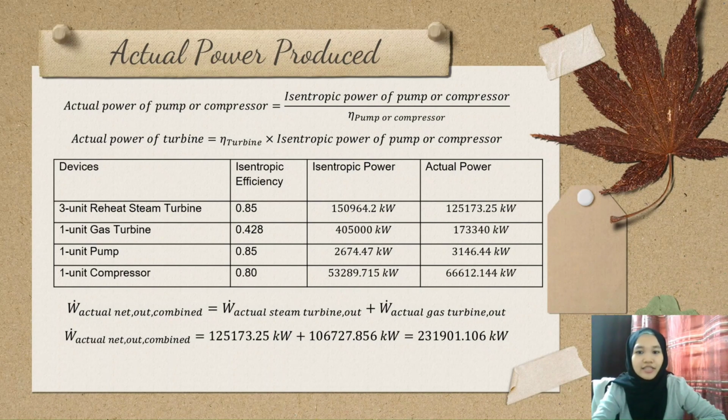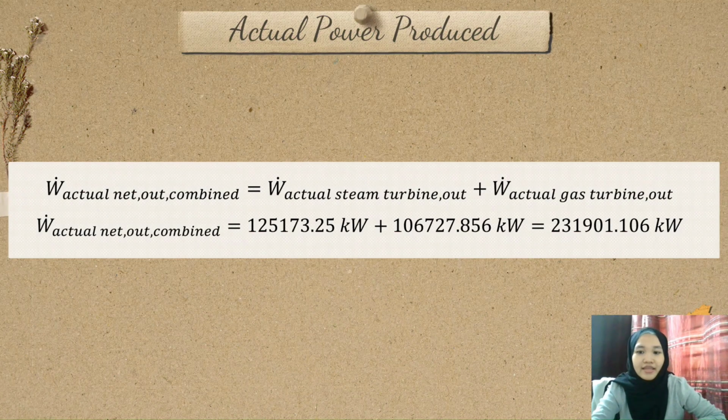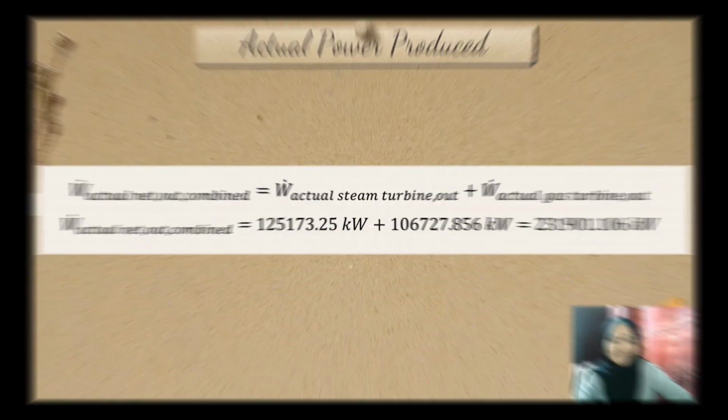In this slide, we are able to determine the isentropic efficiency, isentropic power, and actual power for each device. And we tabulated the data we got. And using the formula of isentropic efficiency and the information in the table to find the actual power of the devices, we get the actual power from the combined cycle is 231 megawatt, which can be calculated by summing up the actual power from the steam turbine and the actual power out from the gas turbine. And then I will pass the next slide to Muhammad Fitri Hakimi.